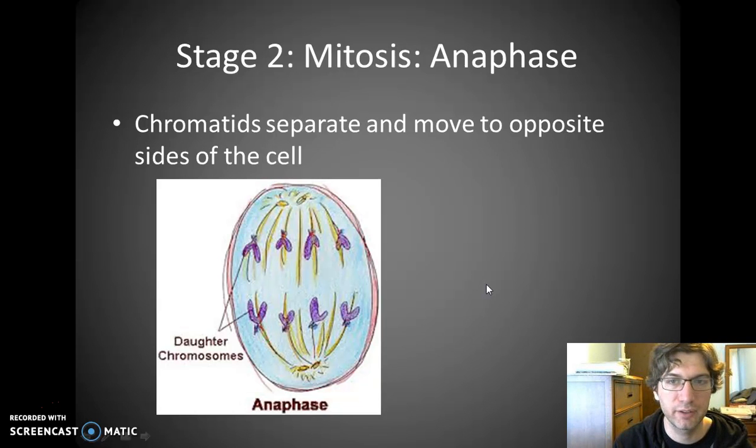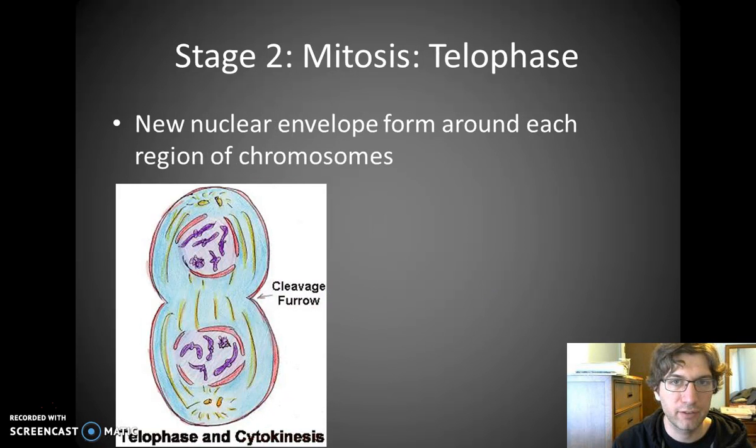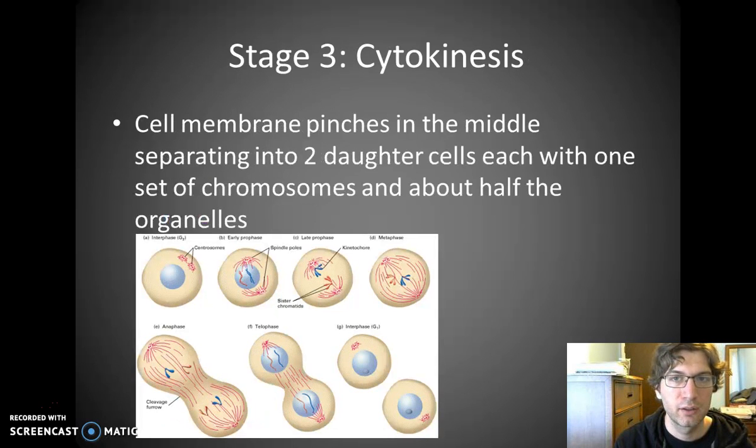But this is anaphase. After anaphase, we're going to start to narrow off our nuclear envelope here and eventually pinch off and form two nuclei, each with the same number of chromosomes in them, because again, remember we copied them, and each new nucleus has a new set of chromosomes.